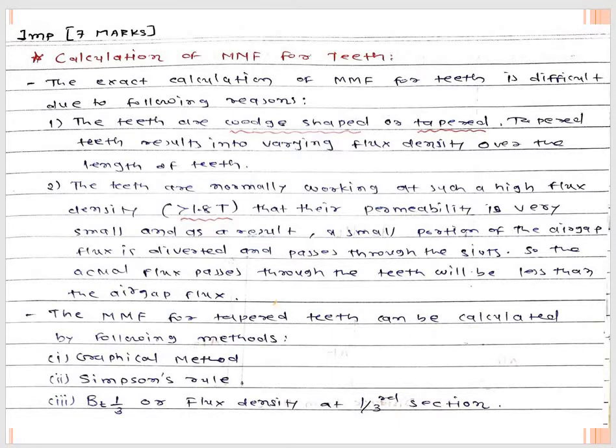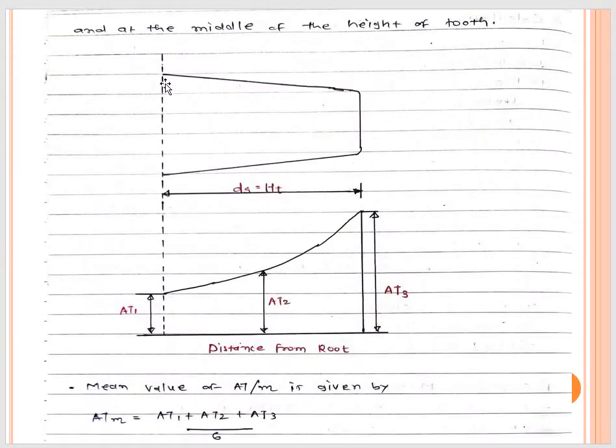We can see the figure of the tapered tooth. We can see that the width of the tooth gradually decreases over its length. The width of the tooth at this point is maximum and at the end point it is minimum, gradually decreasing. So this is called tapered teeth or wedge shaped teeth.